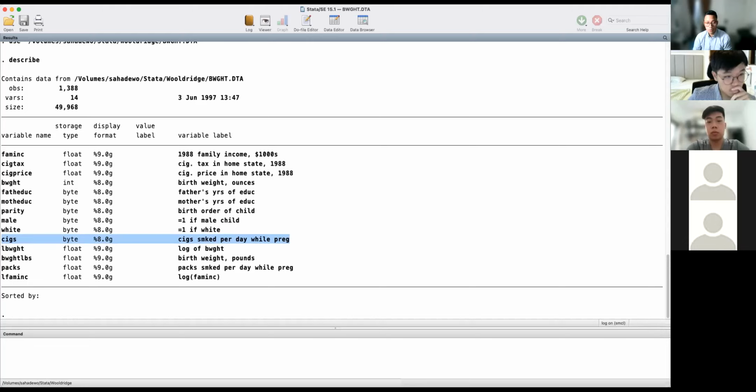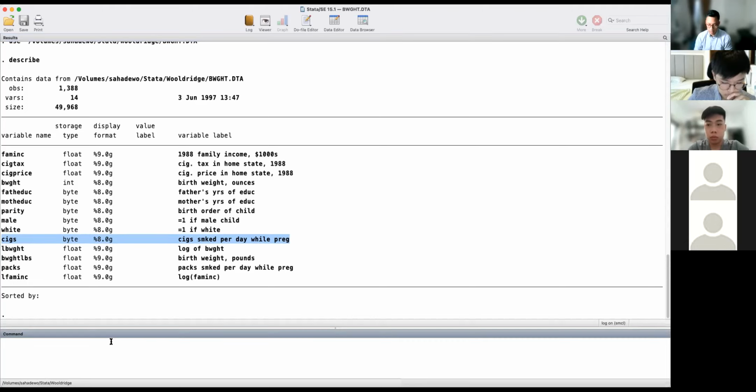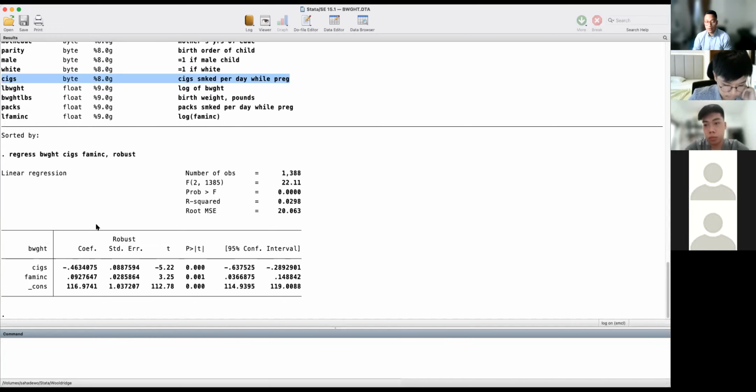So what I'm going to do is a regression of birth weight on cigarettes as well as family income. And then I'm going to use the robust standard error. This is to account for general heteroscedasticity. And after I do the regression, I have estimated coefficients for cigarettes as well as for family income.